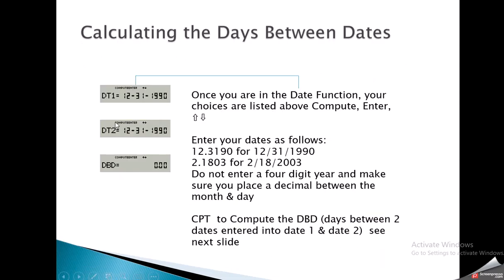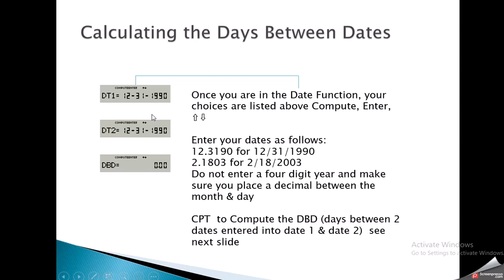Once you go into that date function in your calculator, you have these 3 fields. So you're going to type in, if it was like what I said, September 12th to December 15th, your September 12th is going to go in date 1, and then your December 15th is going to go in date 2, and then your DBD stands for your days between your dates. You would compute that. So you just have to make sure you're entering those in the right format.